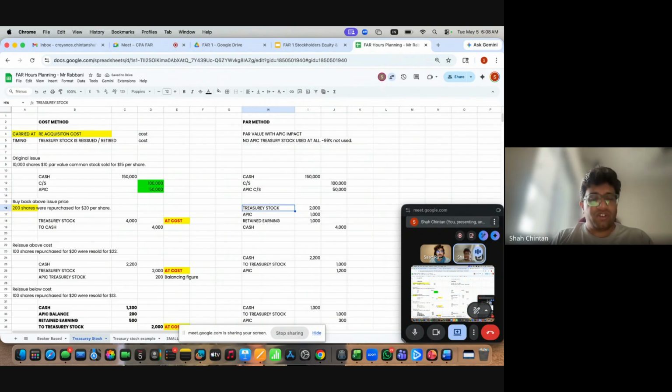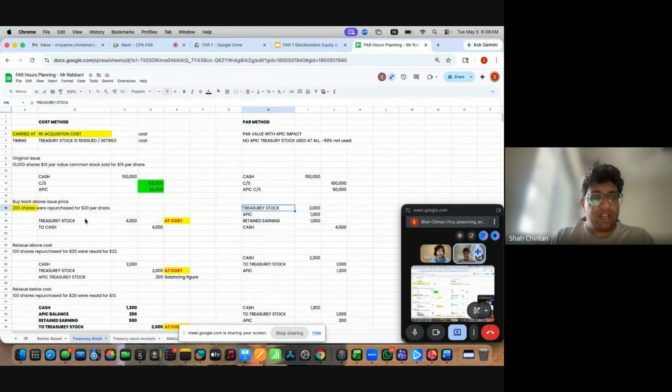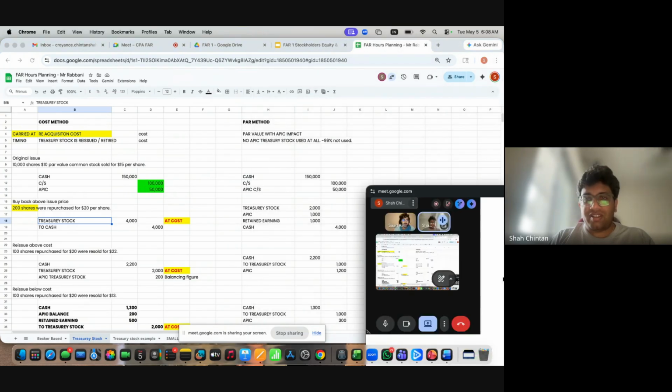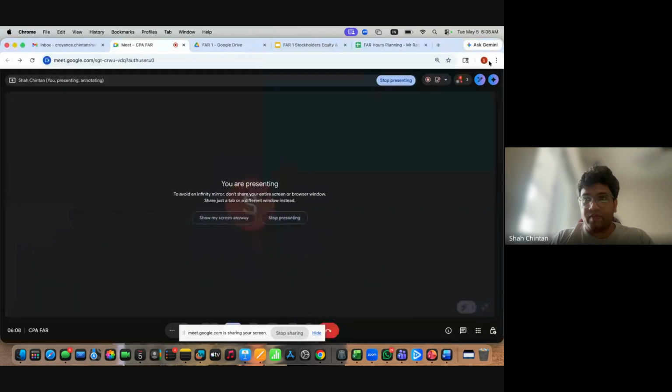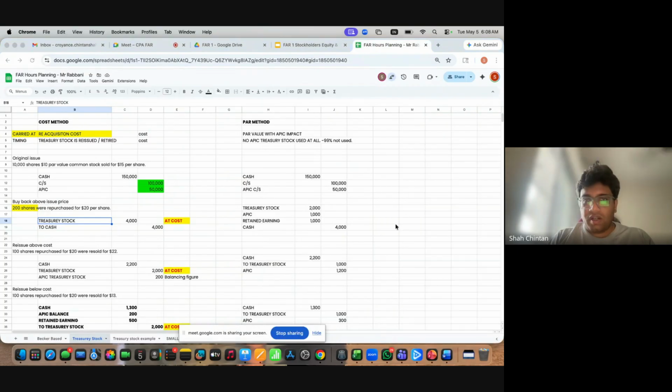Now here is a change. What is happening? The company is buying back 200 shares at $20 per share. Under the cost method, we recognize at cost, so treasury stock account is debited to cash. However, under the par value method, this is treated differently. Under the par value method, this is not going to be at cost, rather this is going to be treated at a par value. So what is the meaning of par value?